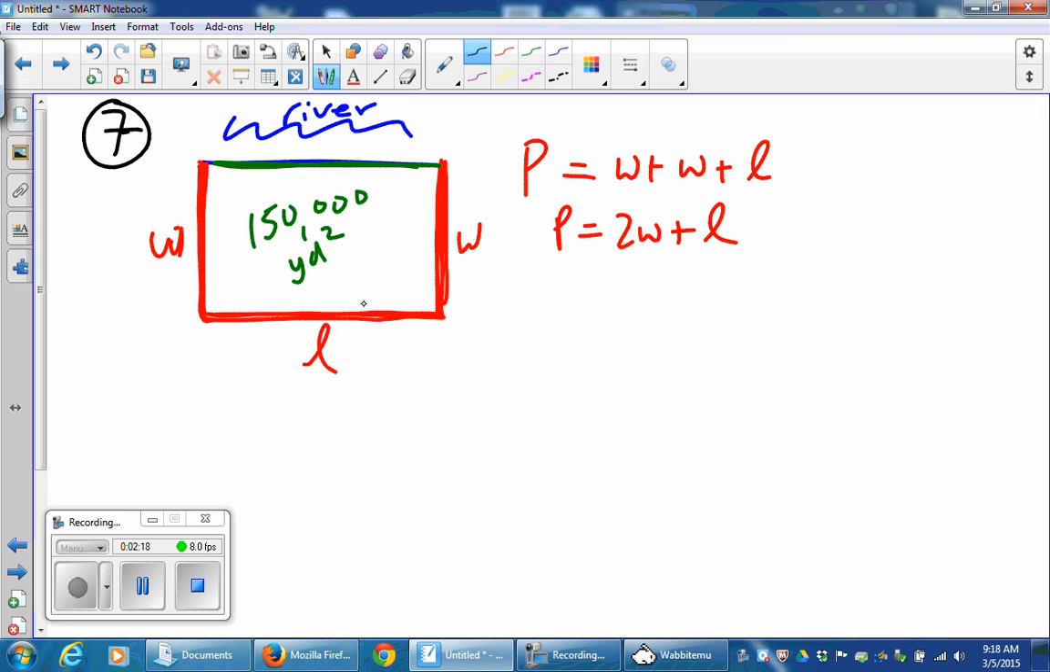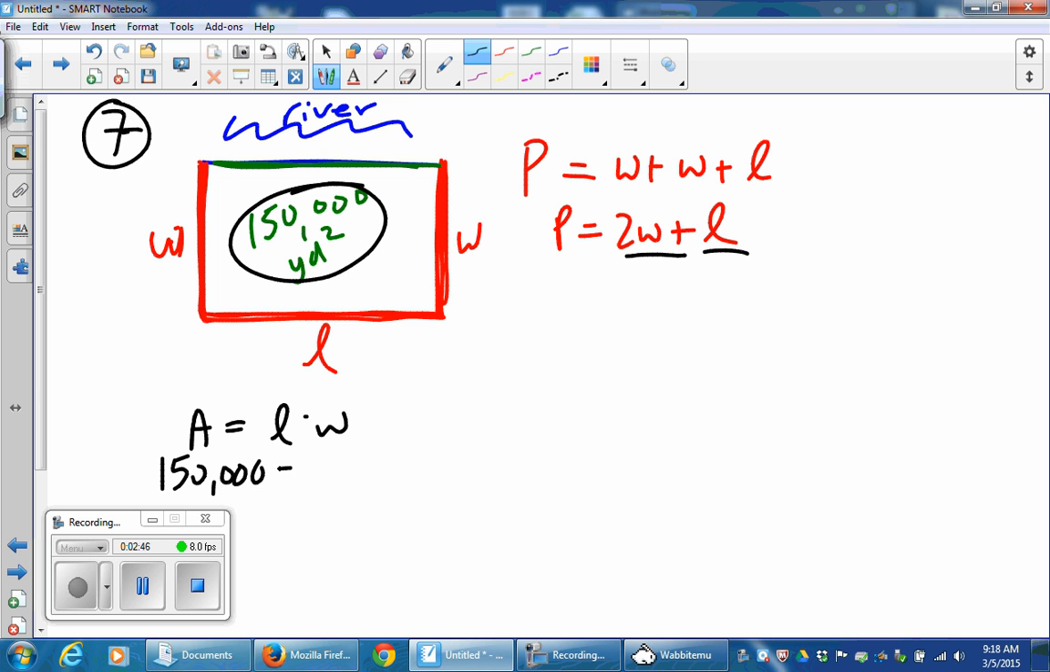We need another equation though, right? Because we have two variables and we need to get one of those variables out of there. What other information did they give us? They gave us this, which talks about area, not perimeter. This is our restriction. The area is still length times W, still a rectangle, and we know the area is 150,000 square yards. We have the same L and the same W.